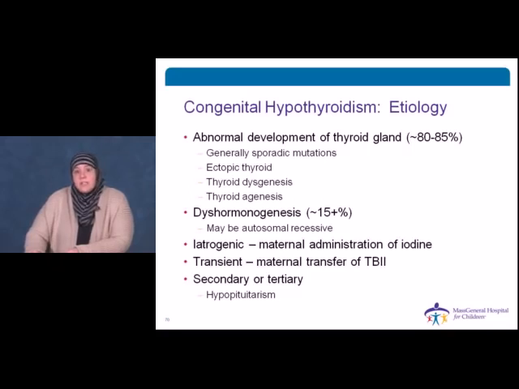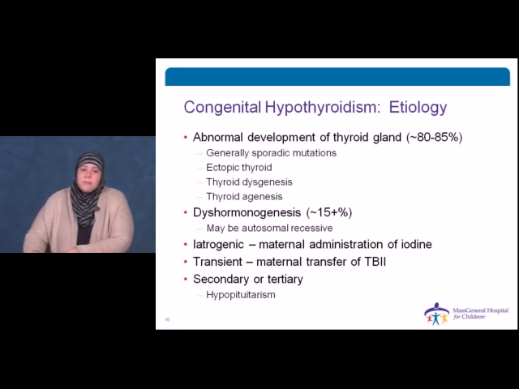In terms of etiology, about 80 to 85% of cases of congenital hypothyroidism are caused by abnormal development of the thyroid gland. So either thyroid agenesis or dysgenesis or an ectopic thyroid. And these are generally caused by sporadic mutations. About 15% are caused by dyshormonogenesis. Typically, this is autosomal recessive and a defect in any of the proteins that I showed you that are responsible for getting iodine into the gland, organifying it, making T3 or T4, and then releasing T3 or T4.